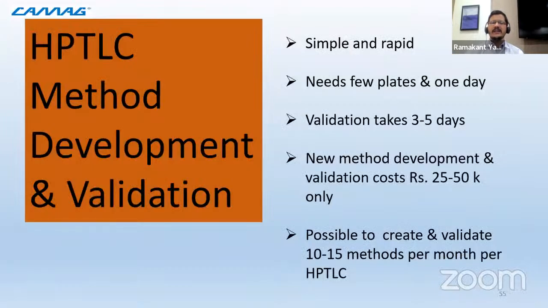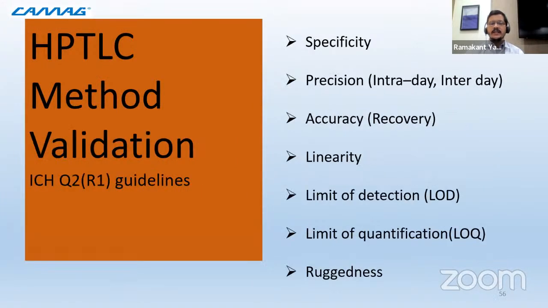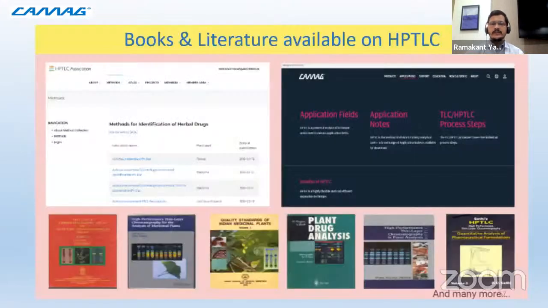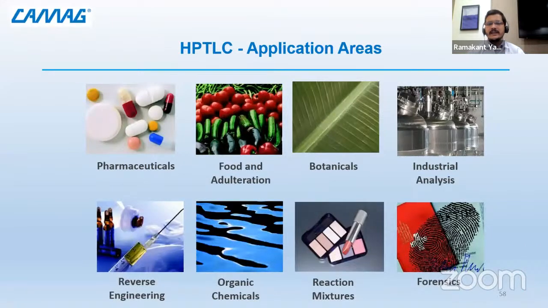Method development and validation is very fast in HPTLC. We can validate as per ICH Q2(R1) guidelines, all these parameters we can fulfill. This is literature available on HPTLC. Now, in the last part of my presentation, I will cover different applications, mostly in the pharmaceutical field as well as in botanical origin material research.